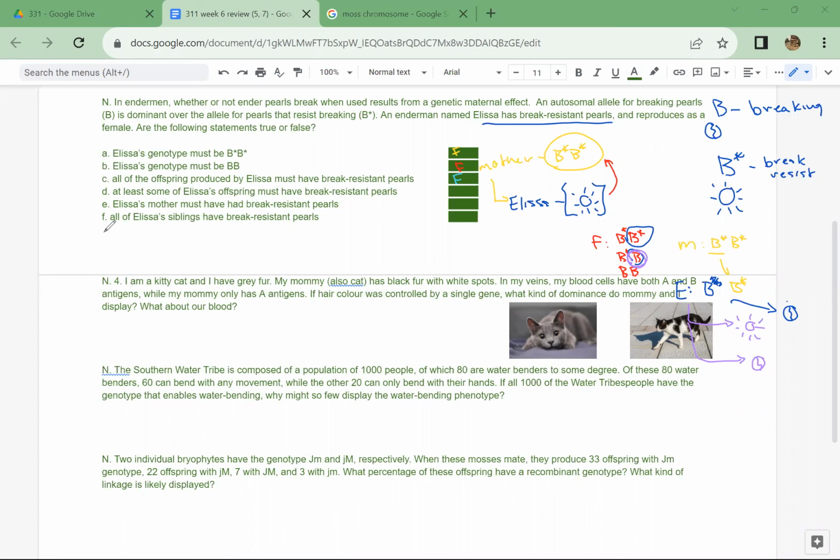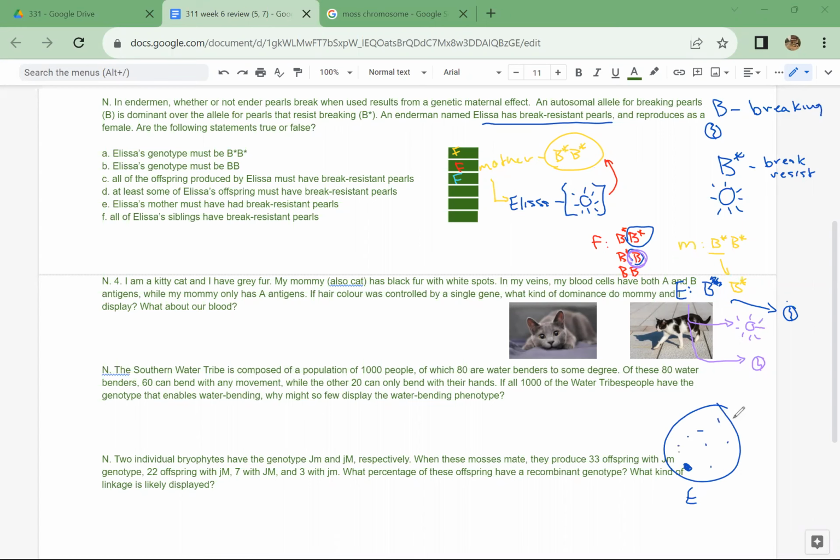And this is my review. So we're going to do that. All of Elisa's siblings must have break-resistant pearls. Is that true? Let's find out. So we know that the genetic maternal effect, once again, is all about a mother's genotype corresponding to their child's phenotype. And because of the mechanism that we explored earlier, where we have, for example, Elisa's cell with Elisa's own genotype, that could be anything. We don't know because of the father.